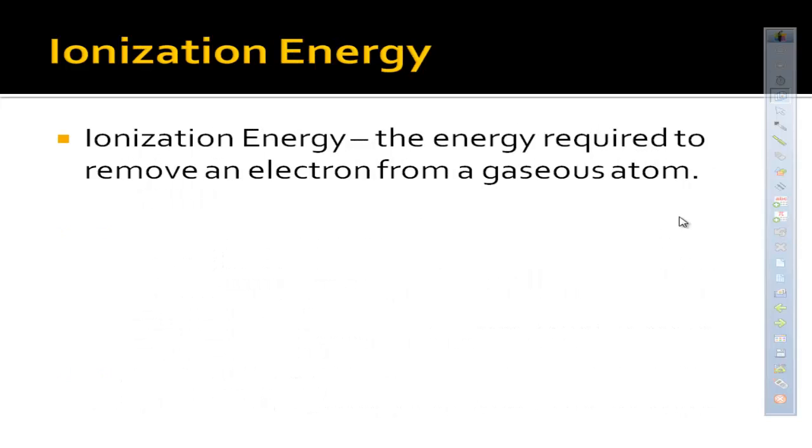Ionization energy. Ionization energy is just the energy that is required to remove an electron from a gaseous atom. Again, all atoms necessarily don't want to lose electrons. I mean, again, they want to have that same number of protons and electrons. But if we have to remove electrons, you're going to find out that it's going to be harder on some elements to remove them, and it's going to be easier on other elements to remove them.